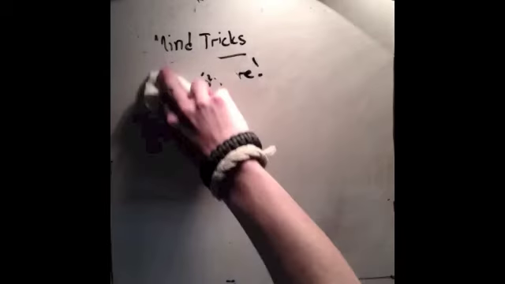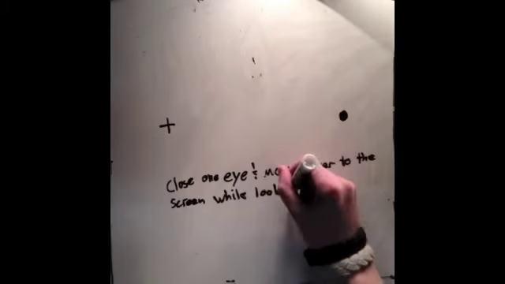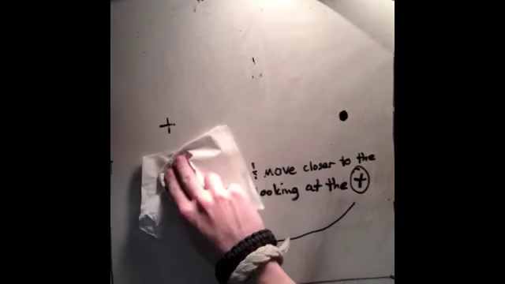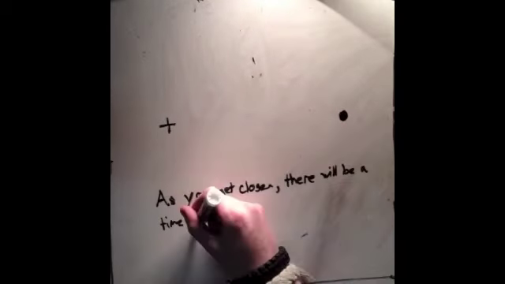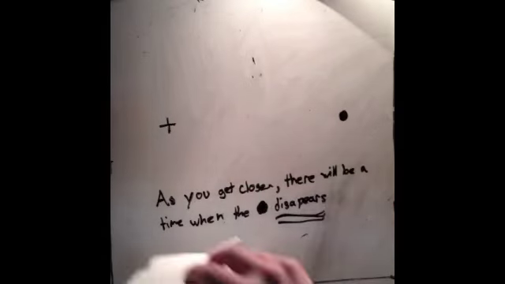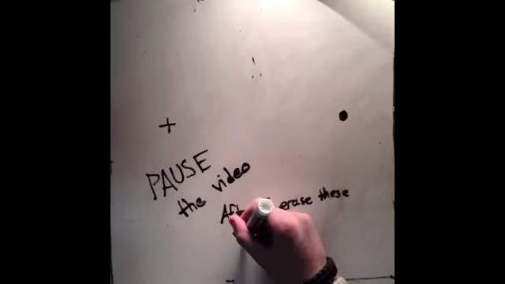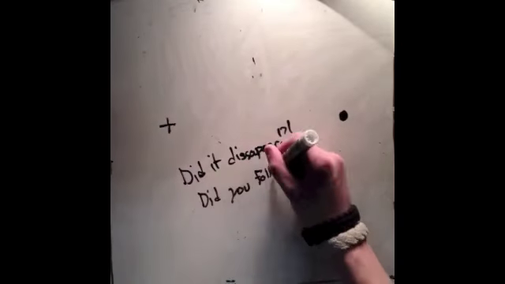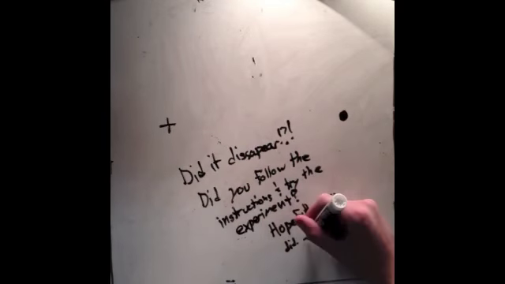Now, for the next part, just follow the steps on the screen and you'll see one of those blind spots in action. First, close one eye and move closer to the screen, all the while looking at the plus sign. As you get closer, there will be a time when the circle disappears. Pause the video after the words are erased. Did it disappear? Did you follow the instructions? If not, try again.